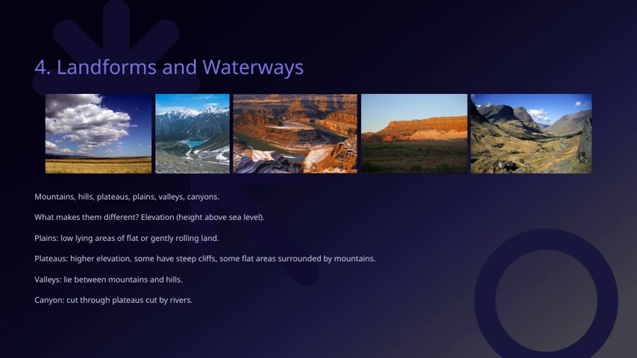Valleys and canyons tend to be lower and carved out by water, while plains are the lowest, broad, flat areas. In summary, these landforms, mountains, hills, plateaus, plains, valleys, and canyons, each have unique features shaped by elevation and water activity. They all contribute to the diverse landscape we see around us.